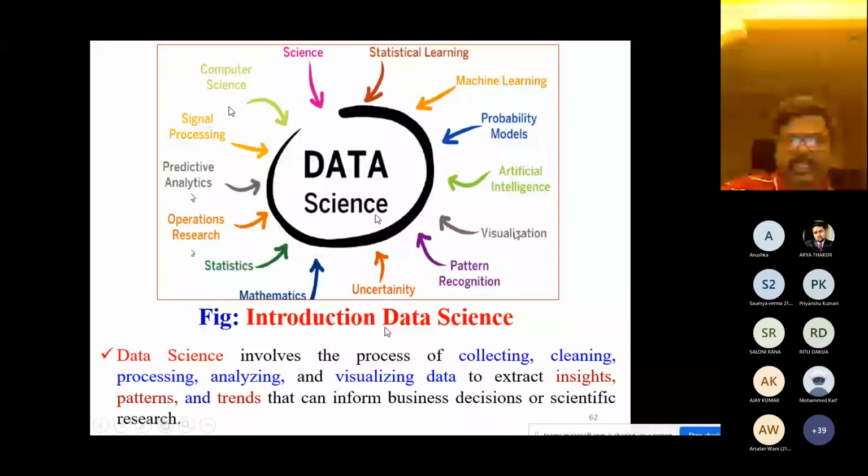That's why data science involves the process of collecting the data, cleaning the data, processing the data, analyzing data, and finally, we are visualizing the data to extract insights, patterns, and trends that can inform business decisions or scientific research.